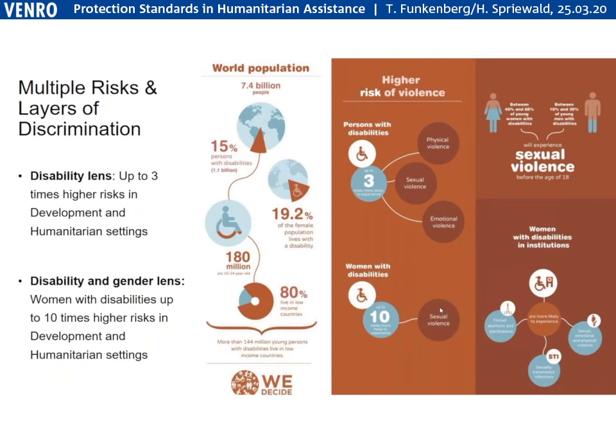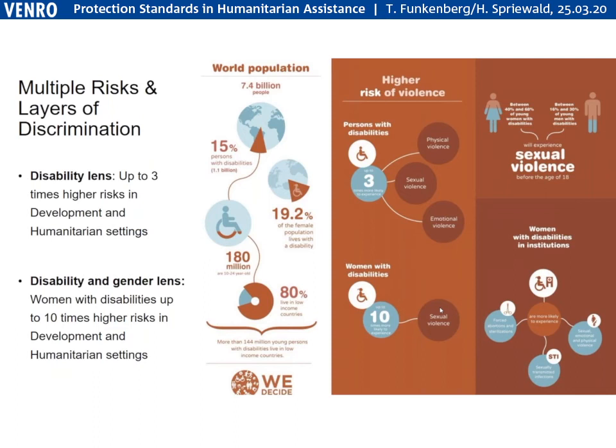And here's just one slide with an example. When we look just with the disability lens, we see that a person with disability has up to 3 times higher risks in development and humanitarian settings. When we add the gender lens, we see that women with disabilities have up to 10 times higher risks in development and humanitarian settings to face additional risks, especially gender-based violence.